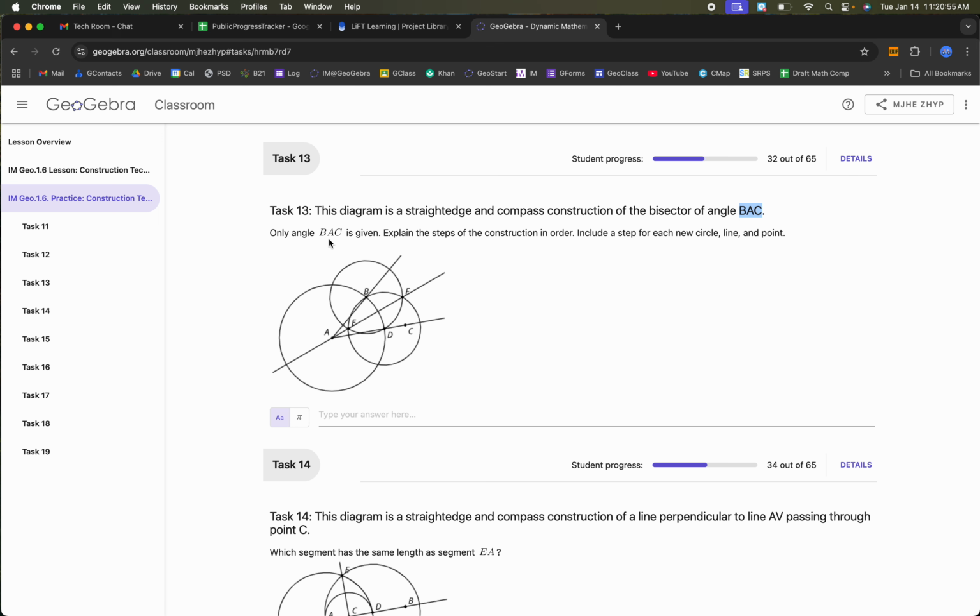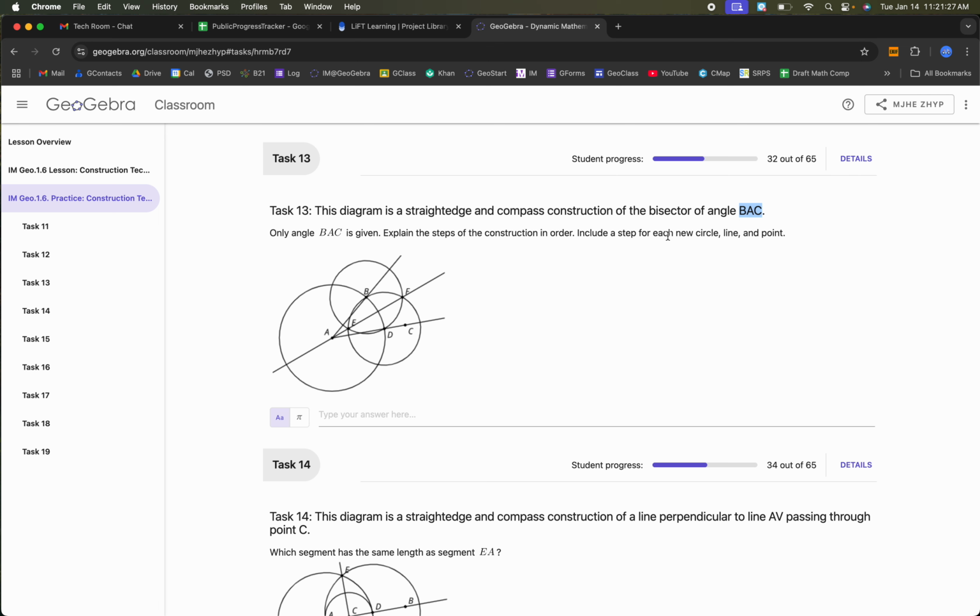So it says if only angle BAC is given, only this angle is given. Everything else is gone. Nothing else is here. Just BAC as an angle. Explain the steps of the construction in order. What are the steps that you would do in order to make this diagram if you started out only with angle BAC and nothing else? Remember, include a step for each new circle, each line, and each point.